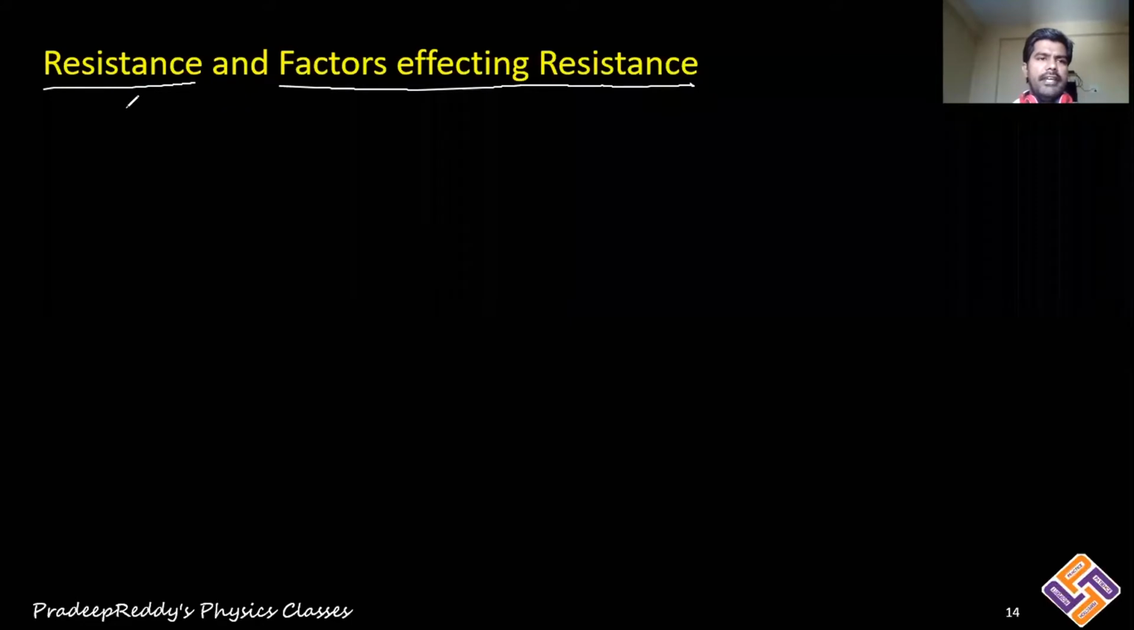Students, earlier we have learnt about electrical resistance. The equation for electrical resistance is R equals delta V divided by delta I, or you can write resistance R equals rho L by A, where rho is electrical resistivity, L is the length of the conductor, and A is the area of cross section. So let us see a few factors which are affecting the resistance.